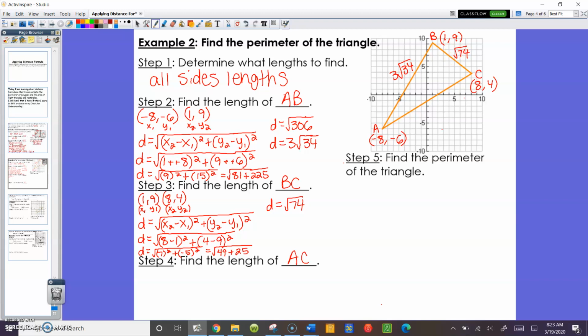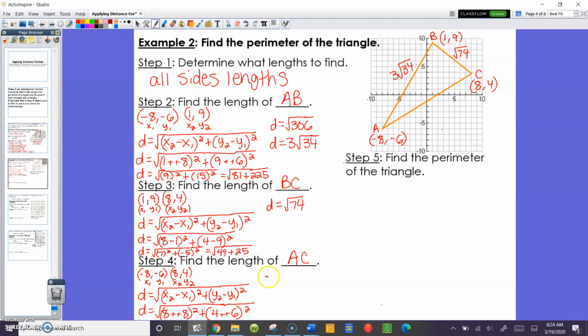And finally, let's find AC. So we have -8, -6 and we have 8, 4. So x1, y1, x2, y2. D equals, write down our distance formula. Okay, let's substitute those values in. So that'll be 8 minus -8, and that'll be 4 minus -6.